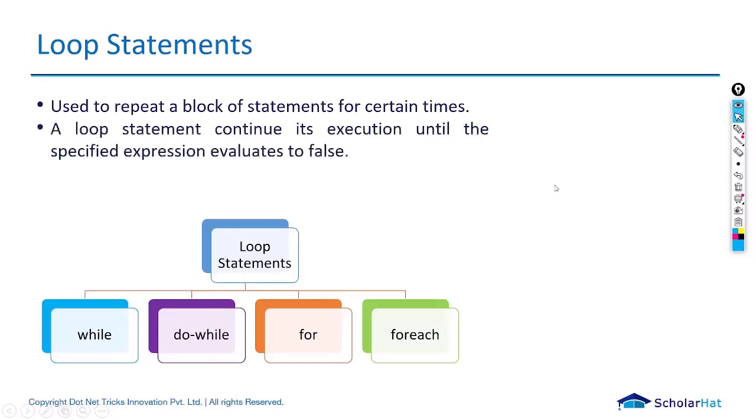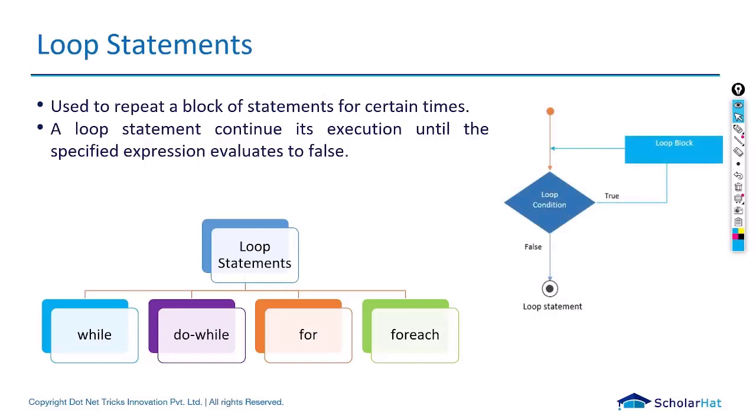So we are starting with the new topic, that is loop. Loop is very important in programming. It is used to repeat a block of statements a certain number of times when you don't want to write the statement again and again manually. So there we use loops. There are various types of loops: while loop, do while loop, for each loop. They have different tasks to perform.